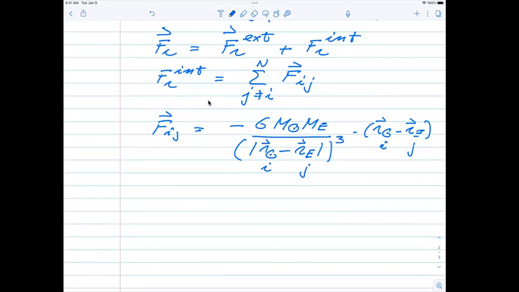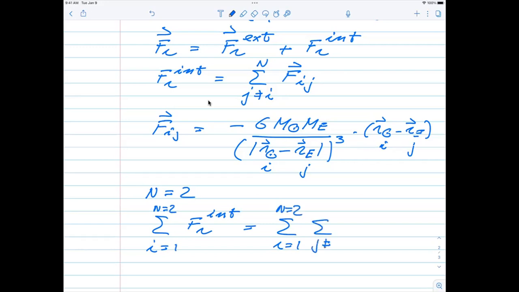Now, suppose that we have n equal to 2 only. So we have two objects. So that means that when we look at the internal forces, it is the sum from I equal 1 up to n equal to 2 of F of I internal. And when we write it out, it's a sum from I equal 1 up to n equal to 2, and then we have a sum over j, but j has to be different from I, up to n equal to 2, and then we have F of ij.